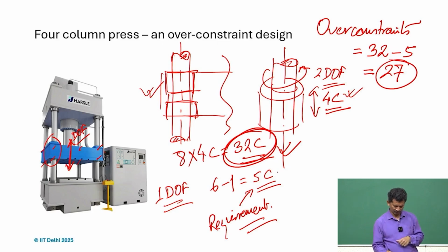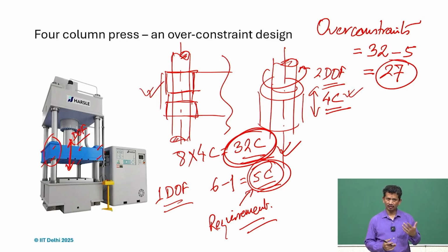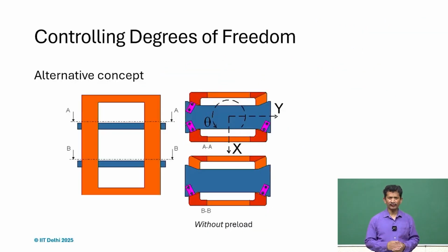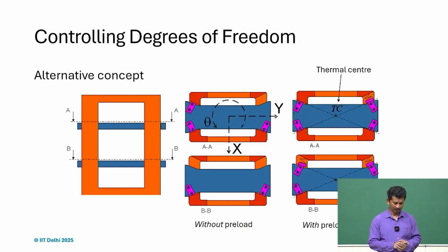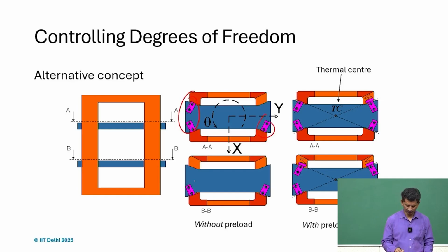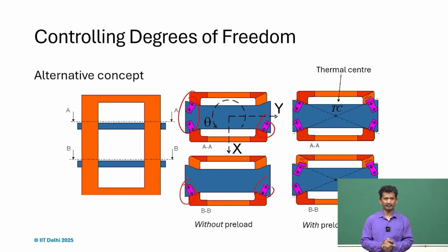What is required is only 5 constraints. So, a lot to deliberate on, a lot to think about, and what should be the better way to design these kinds of systems. Yes, there are some ways, and this is an example from Professor Slocum's book, Design of Precision Machines. Again here we are talking about only 5 contacts. On top we have 3 contacts and at the bottom we have 2. So 3 plus 2, 5 constraints.